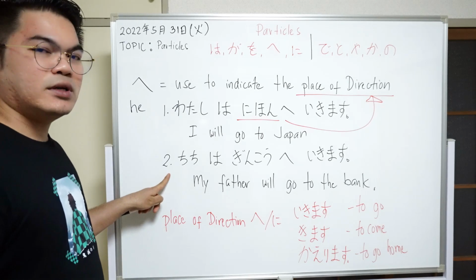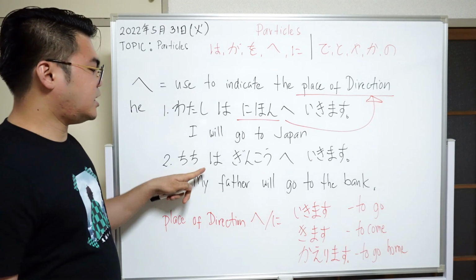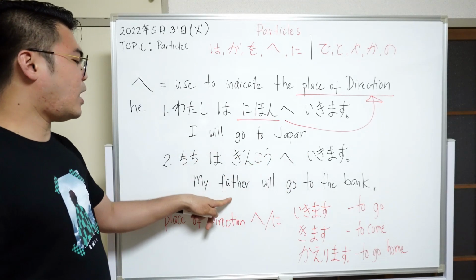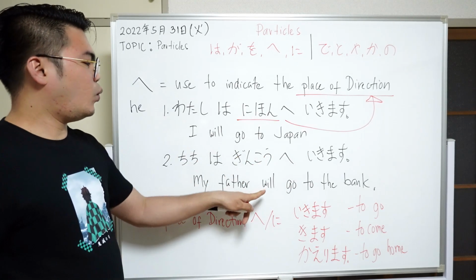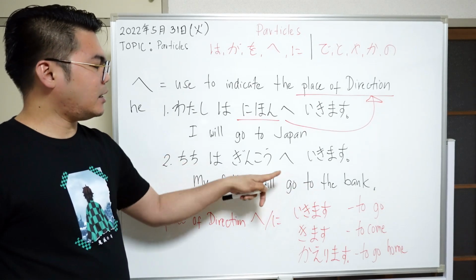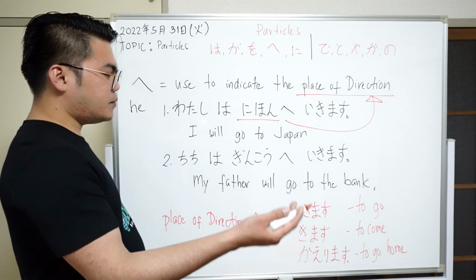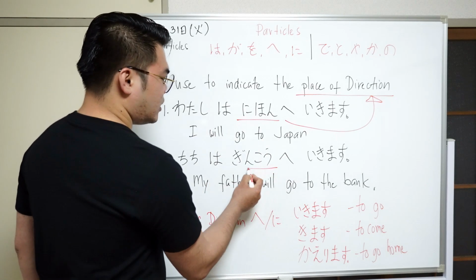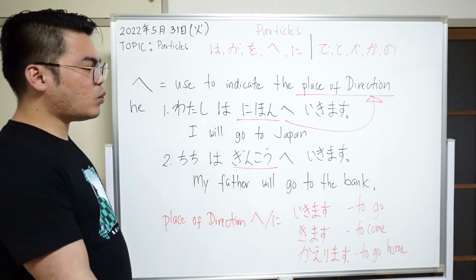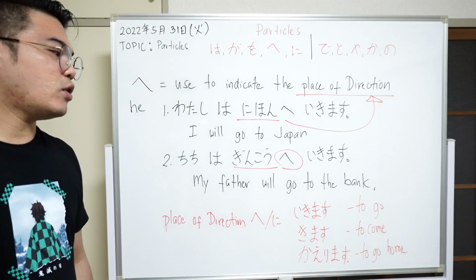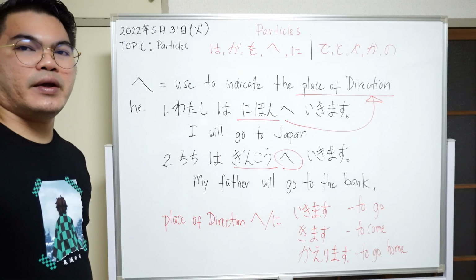Okay, next, number two. Chichi wa ginko e ikimasu. My father, which is chichi, will go to the bank. Bank here is ginko, and ikimasu is will go. So this is our place of direction. That's why we put here the particle e, to express the place of direction.